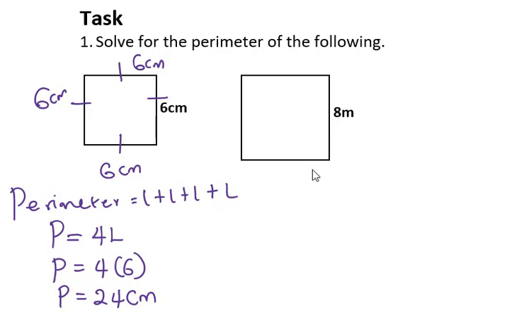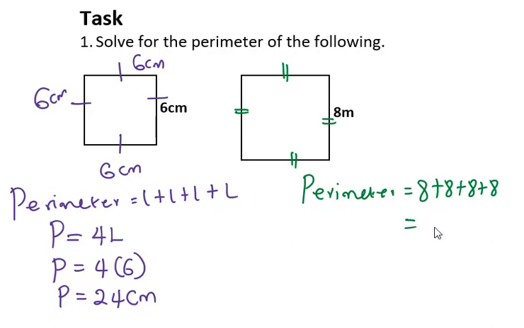Now let's solve for this other one. Perimeter here is L plus L plus L plus L, so they are all the same. It means all these sides measure 8 meters. So you can say 8 plus 8 plus 8 plus 8. And what is it going to give you? 8 plus 8 is 16, plus 8 is 24, plus this is 32, so 32 meters.